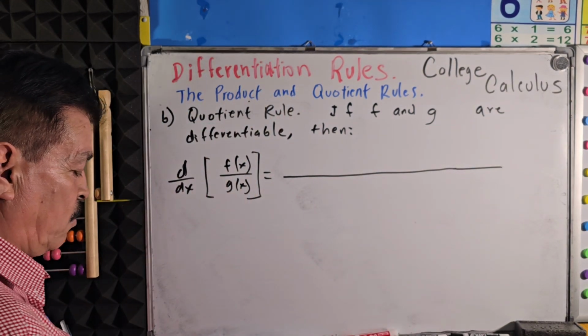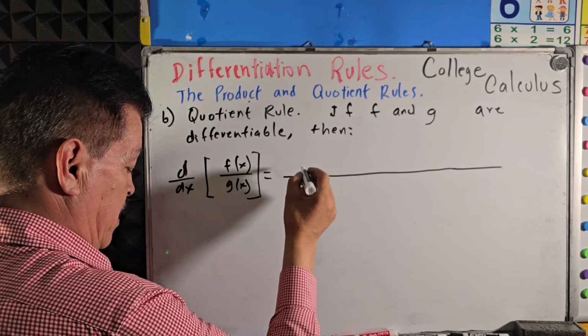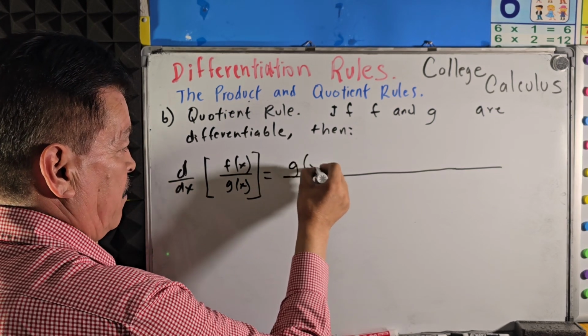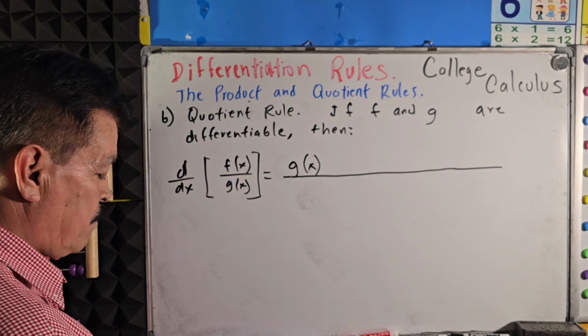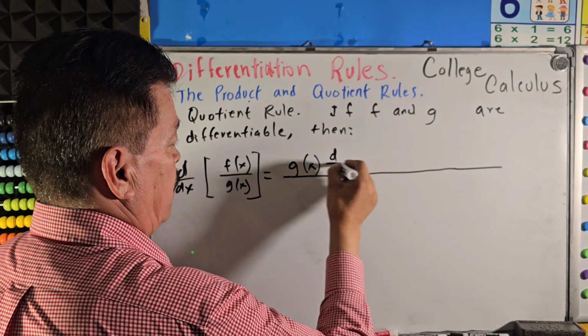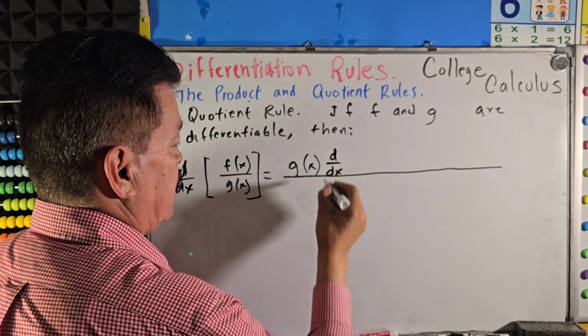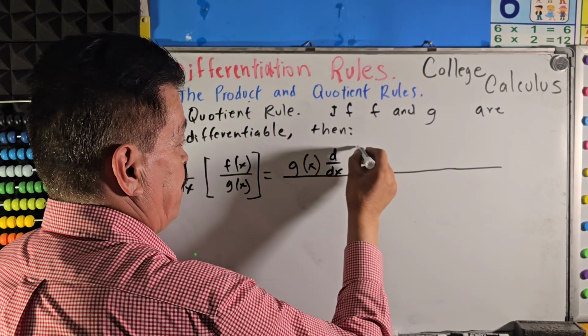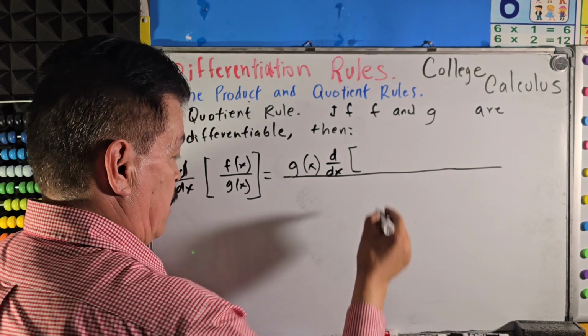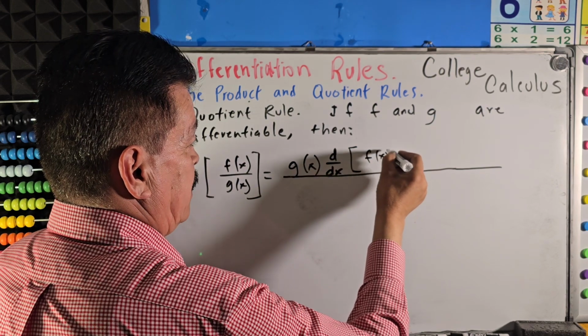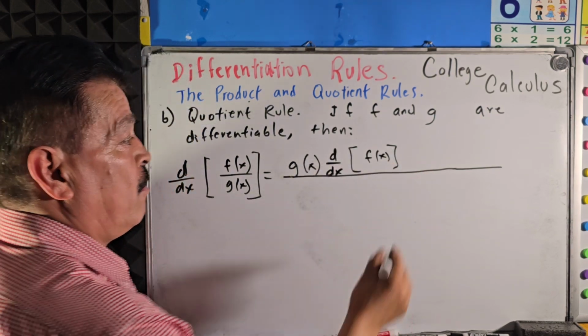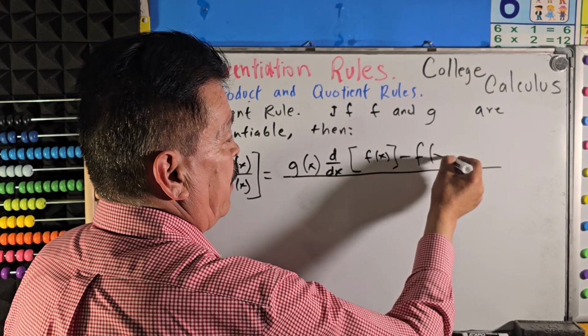Very long fraction. On top, we will have g of x times d/dx of f of x, close right here. Now subtract f of x.